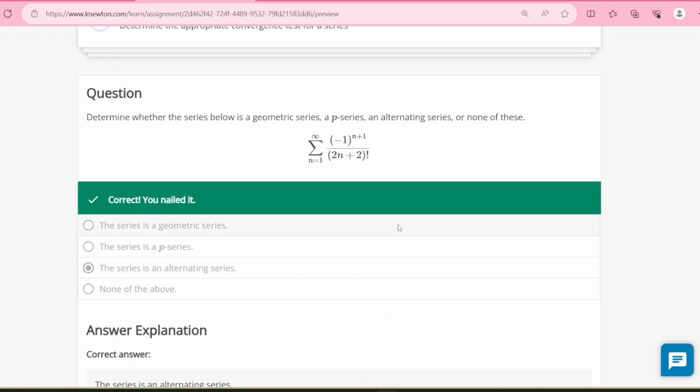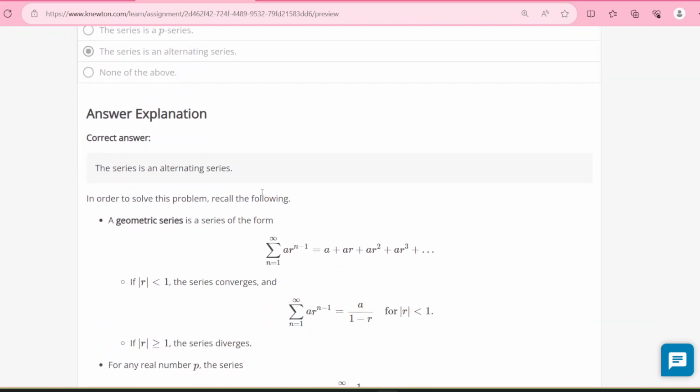All right, then after you answer a question, it's going to tell you if you got it right or wrong. Beneath it, you'll have some sort of answer explanation. Please read through these, whether you got it right or wrong.